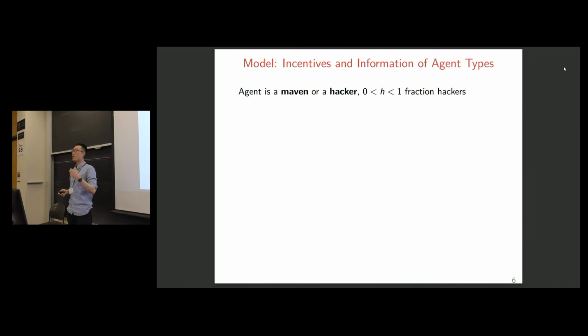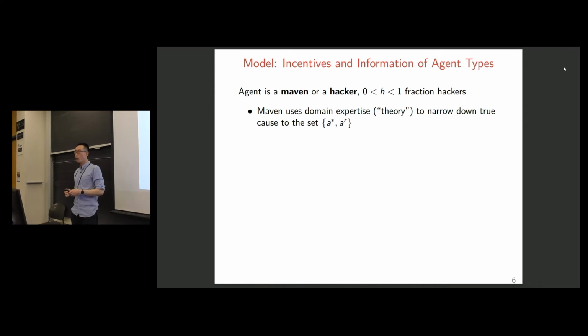Okay? Let me tell you about the utilities and the incentives of the players. This agent, this researcher, is either going to be a maven or a hacker. Okay? And there's some fraction of these researchers that are going to be hackers. These 2 types differ in terms of domain expertise, in terms of the knowledge they have about what the true cause is. So maven here is someone who is going to use domain expertise, think of this as like biological theory, to narrow down the true cause to this set of 2 things. They will know that it's either A star or AR, that's the true cause, but they don't know which one is which. The hacker is someone who lacks domain knowledge, who has no idea about what the true cause is.